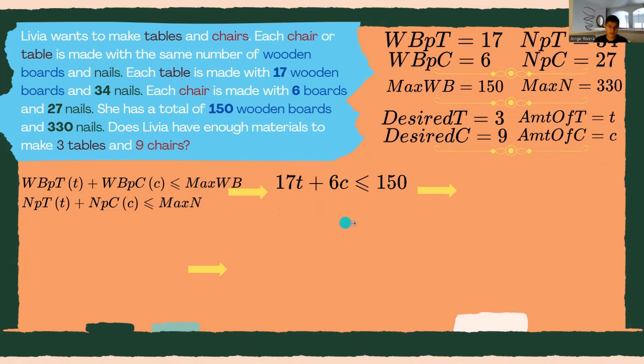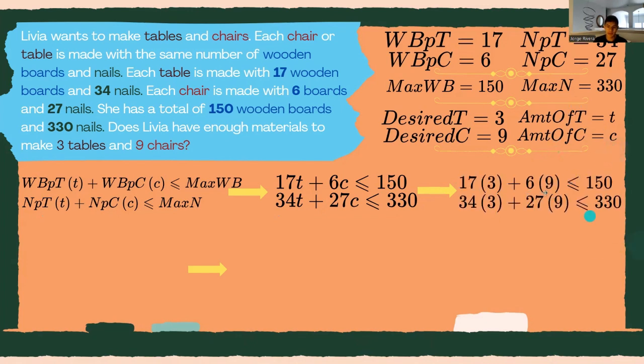All right. So what we know here is that the amount of wooden boards per table is going to be 17. We know the amount of wooden boards per chair is going to be 6. And we have these variables, so it's 17T plus 6C. We're just substituting each one of these, using logic in order to substitute. So we can do the same thing over here with the actual values. We can only use less than or equal to 330 because that's all she has, right?